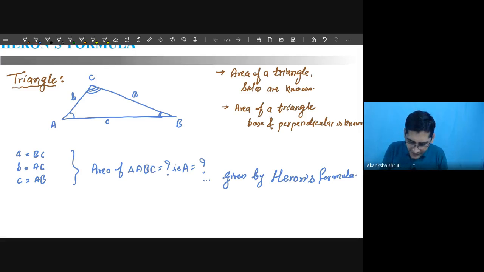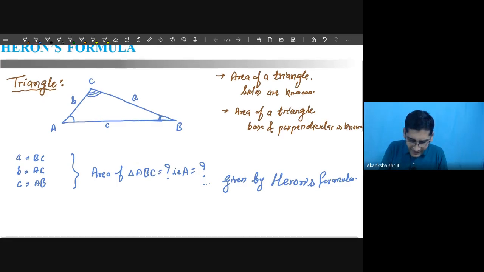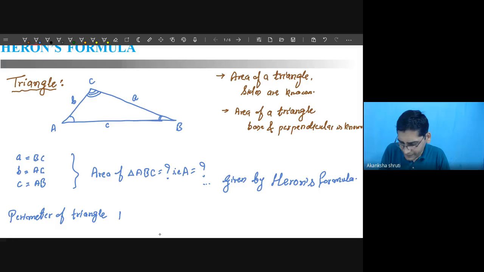Students, here adding a plus b plus c gives us the perimeter of the triangle. The perimeter of a triangle is the boundary length, denoted by P. This is obtained by adding the boundary lengths, meaning AB plus BC plus CA. It simply means the sum of the lengths of the sides. It is the perimeter, meaning the boundary length.